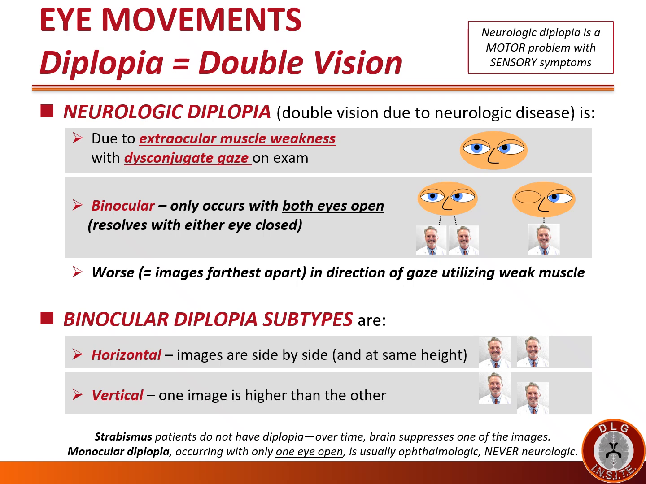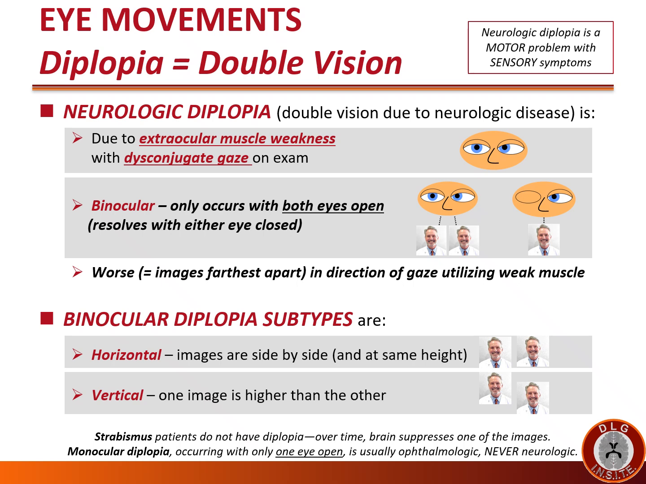One can determine the exact muscle that is weak by asking the patient in which direction the double vision is worse. The images are farther apart. If you look to the right and the images are farther apart, you look to the left and you don't actually have double vision, then you know the problem must be with the muscles that make you look to the right. This is how we figure this out.